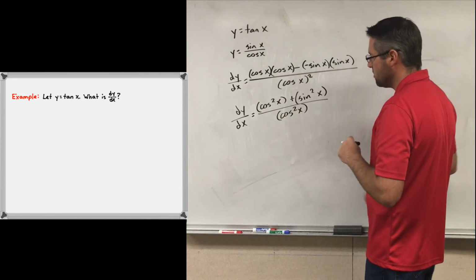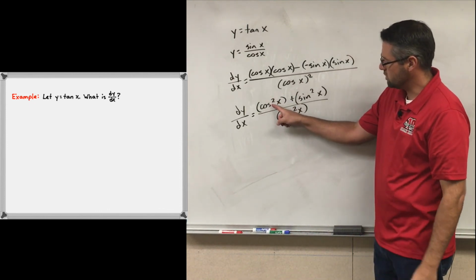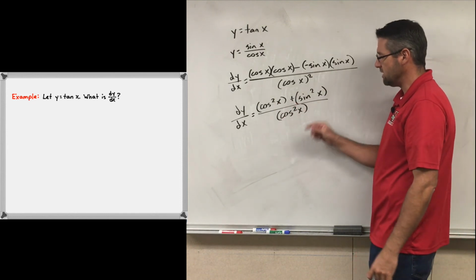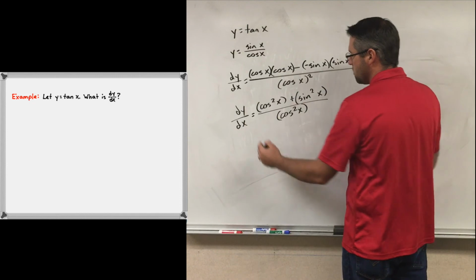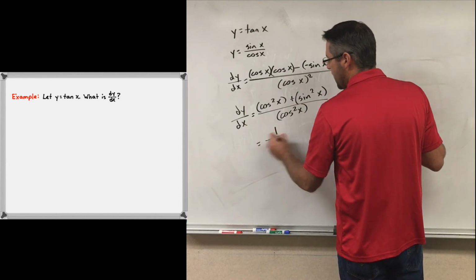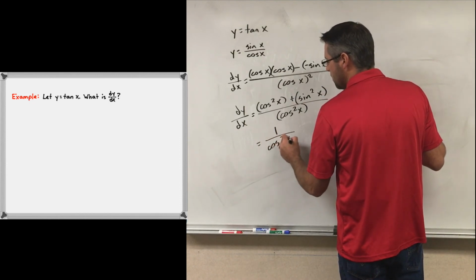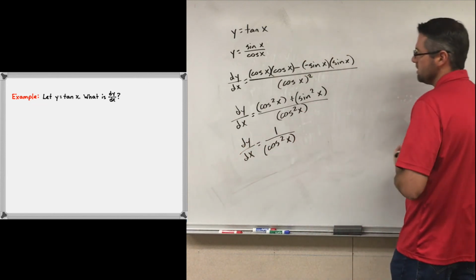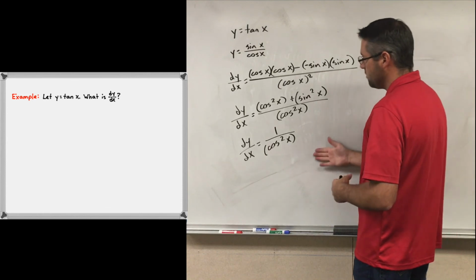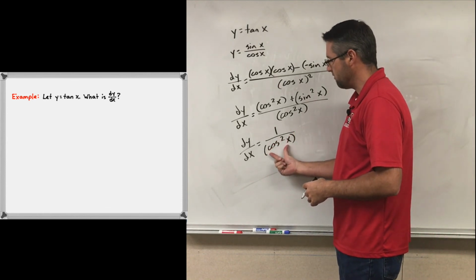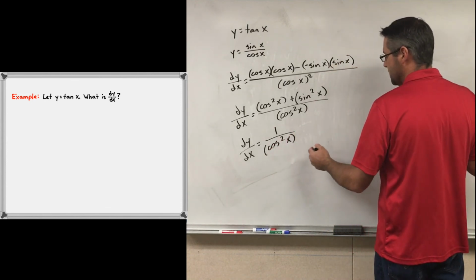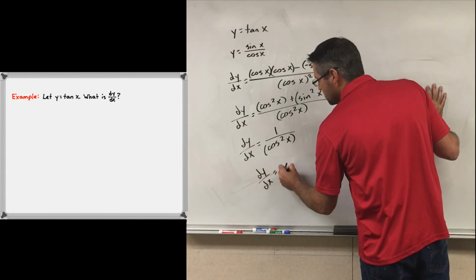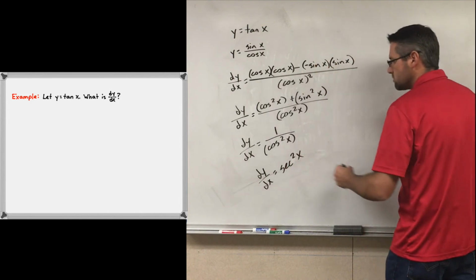Okay. Now here's the problem. Some students are going to go, oh look, cosine squared over cosine squared will reduce. You can't do that. There's a plus sign there. That's silly. But cosine squared plus sine squared, you should recognize as 1. Oh. So that's simplified pretty nicely. And we can go one step further because we know the reciprocal function of cosine is secant. So we can then say dy dx equals secant squared x.